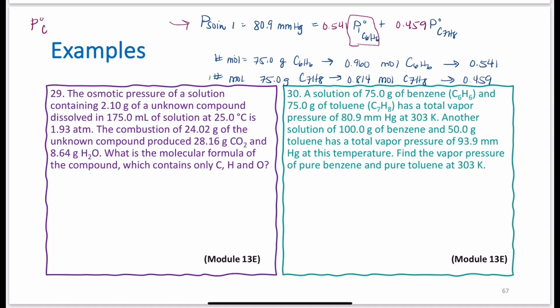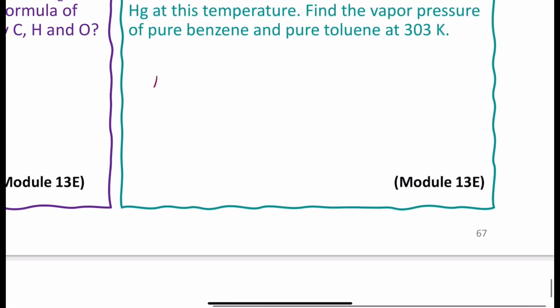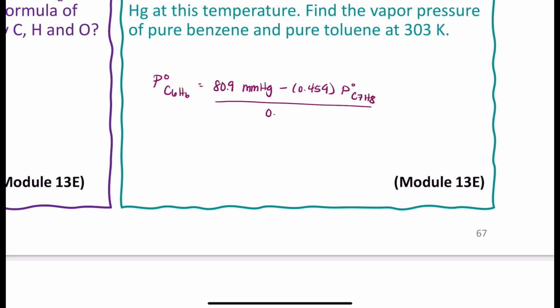The partial pressure of C6H6 is equal to 80.9 millimeters of mercury minus 0.459 times the partial pressure of C7H8, divided by 0.541. I'm going to come right down here and zoom out in a sec. Partial pressure C6H6 is equal to 80.9 millimeters of mercury minus 0.459 times the partial pressure of C7H8 divided by 0.541.